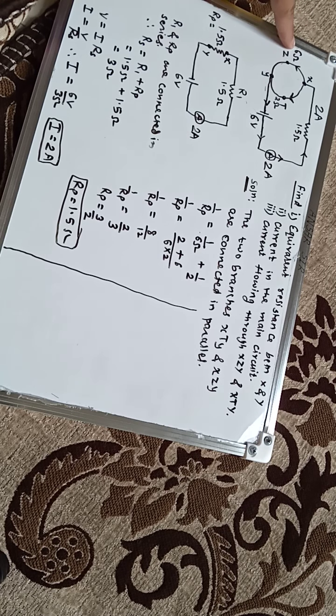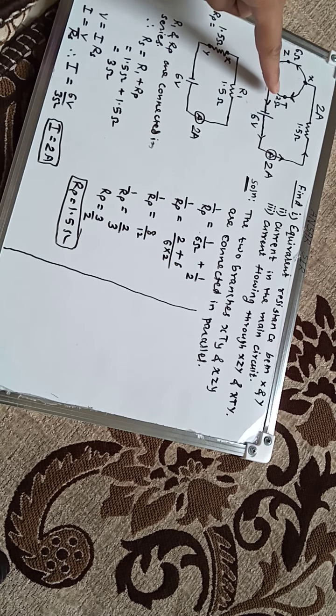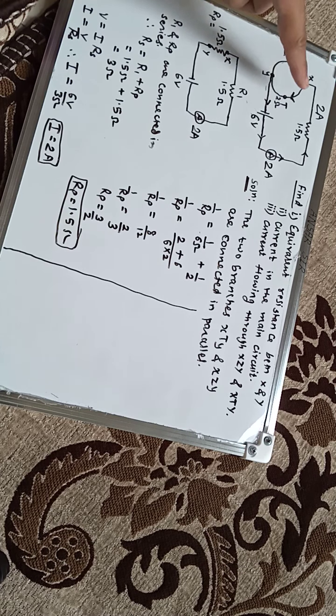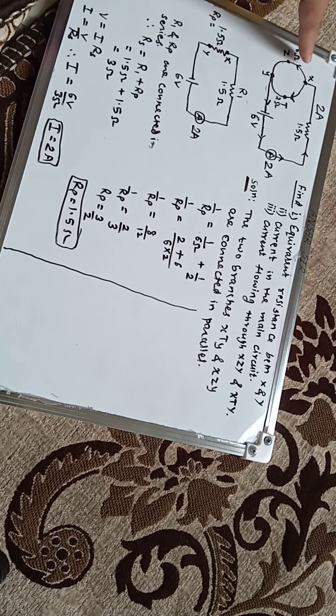If 2 amperes current comes here, it will get divided into 2 branches. Here the resistance is more, 6 ohms, so the current will be less. And here, in branch XTY, the resistance is only 2 ohms. If the resistance is less, the current will be more. So here more current will come, here less current will come. Out of 2 amperes current, some current will flow through XZY and some through XTY. Let us find out how much current flows.